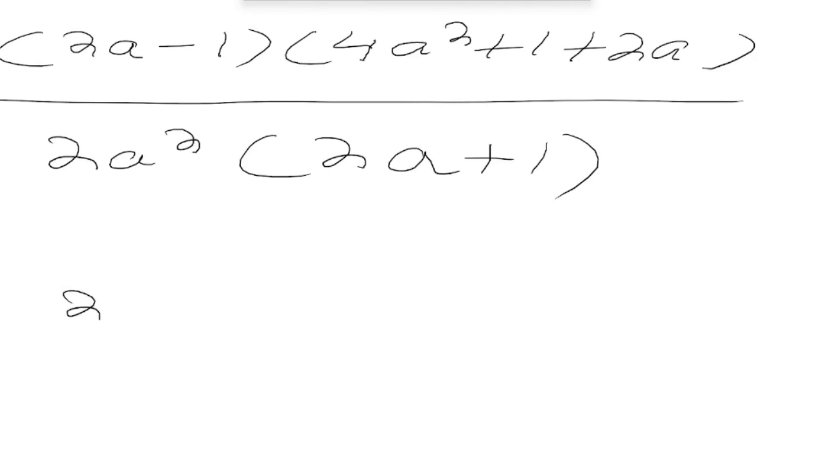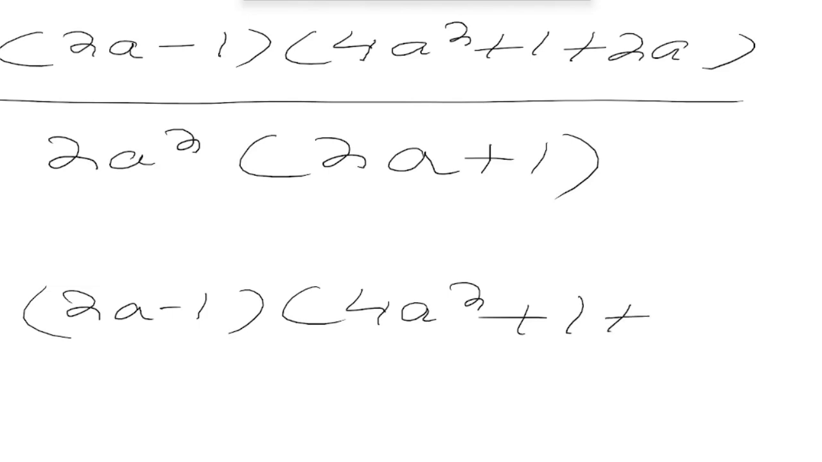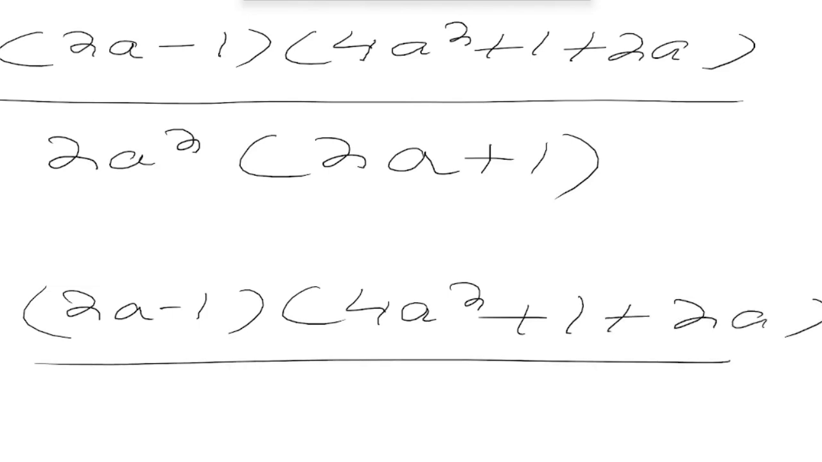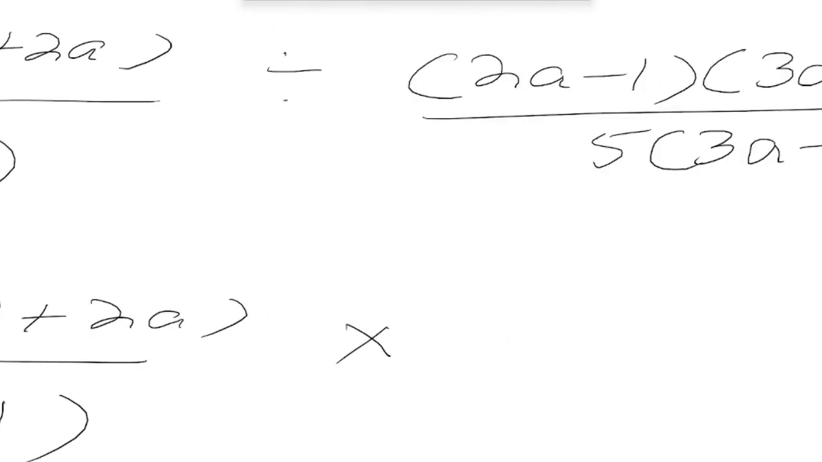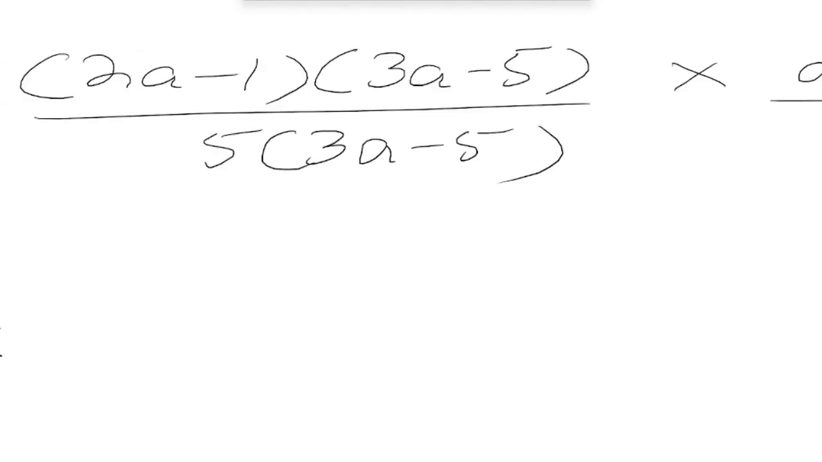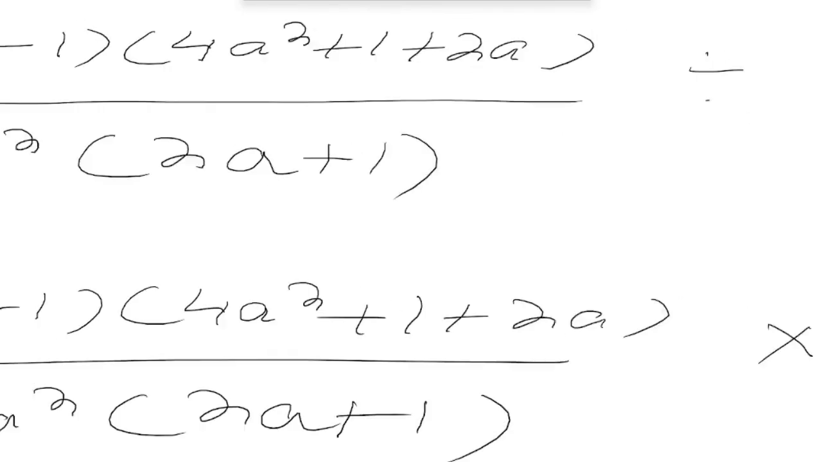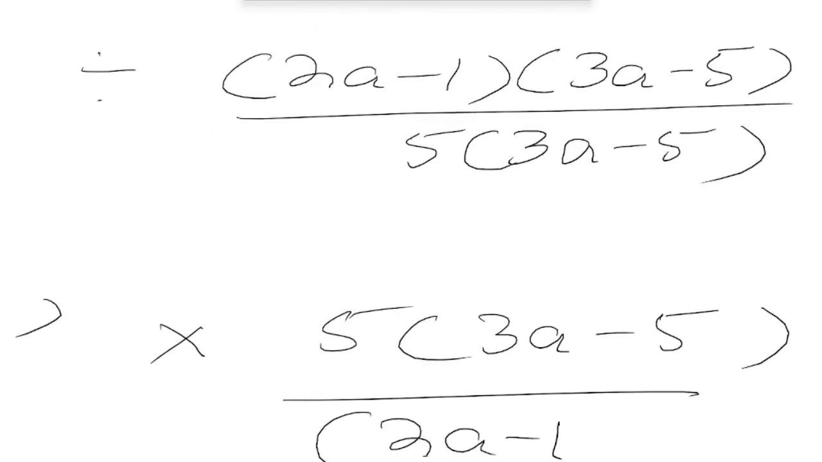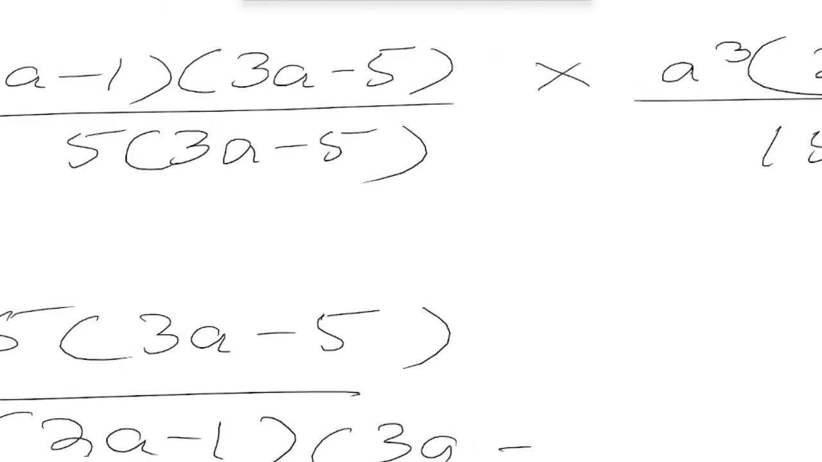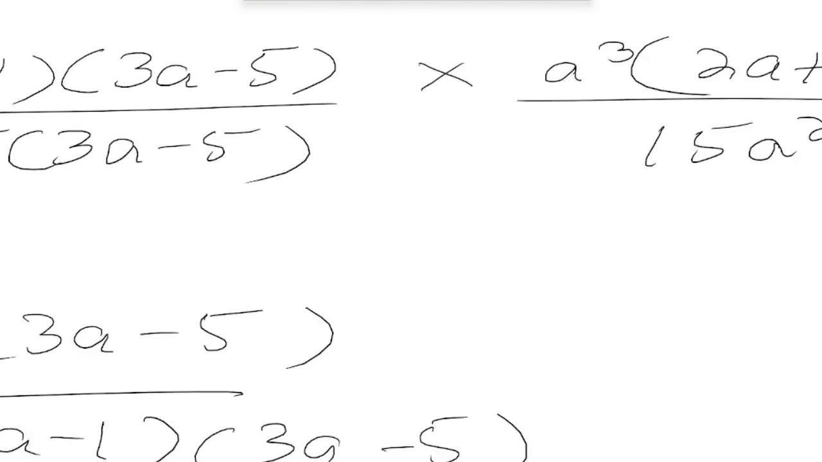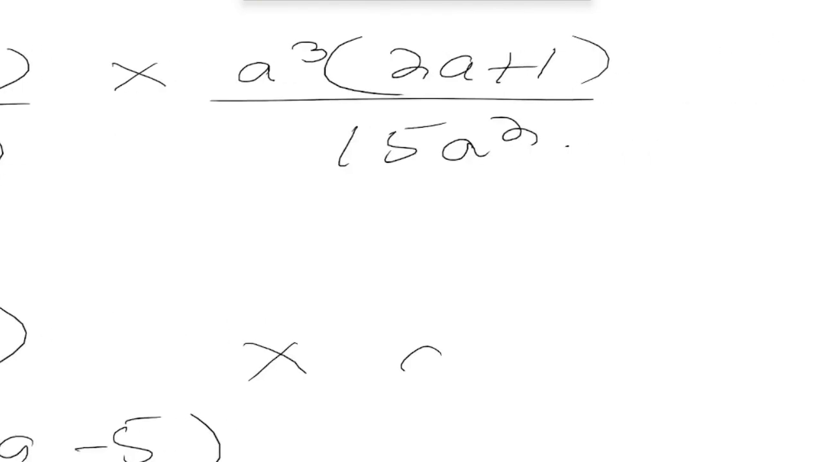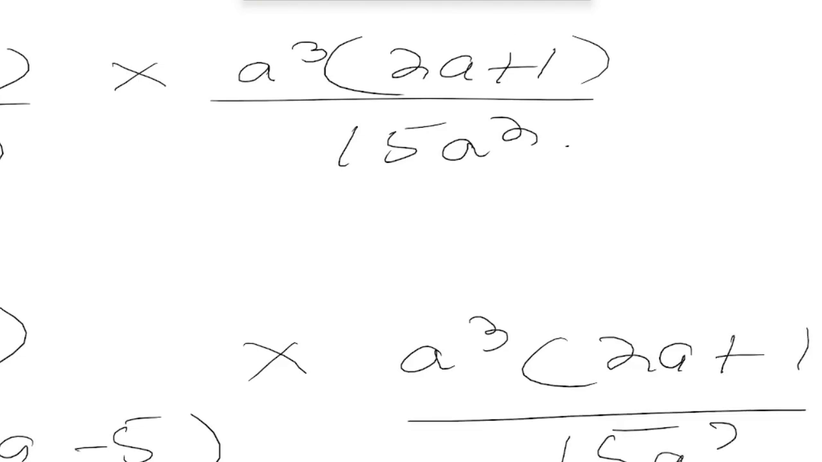So we can simply write 2a minus 1 bracket 4a square plus 1 plus 2a divided by 2a square bracket 2a plus 1, and then we're going to use the multiplication sign and we're going to flip these. So we can write 5 bracket 3a minus 5 over 2a minus 1 and 3a minus 5. After that, we will multiply the last expression, which is a cube bracket 2a plus 1 divided by 15a square.